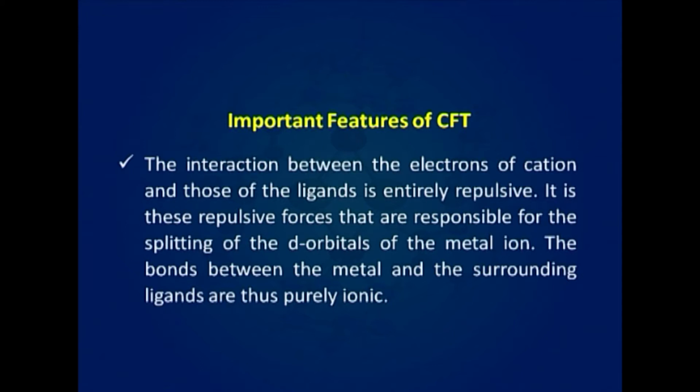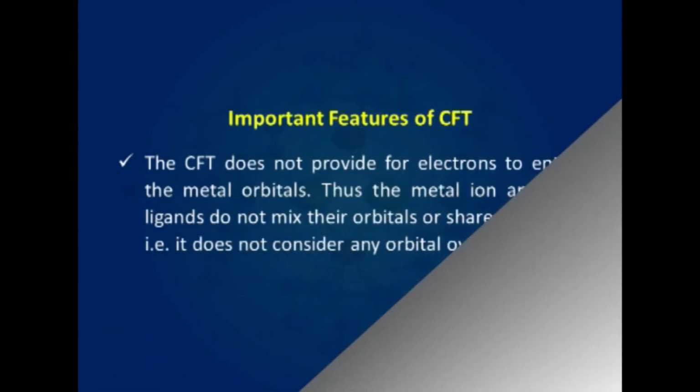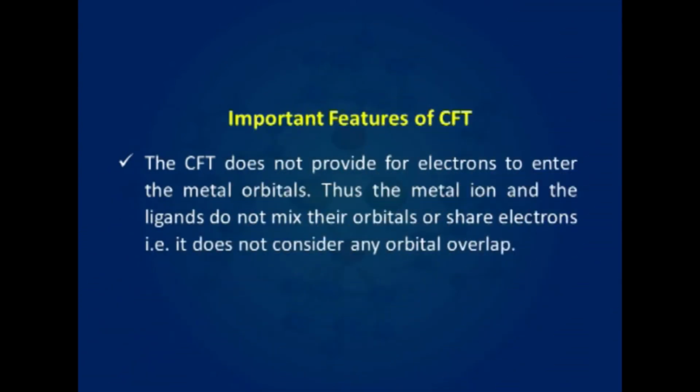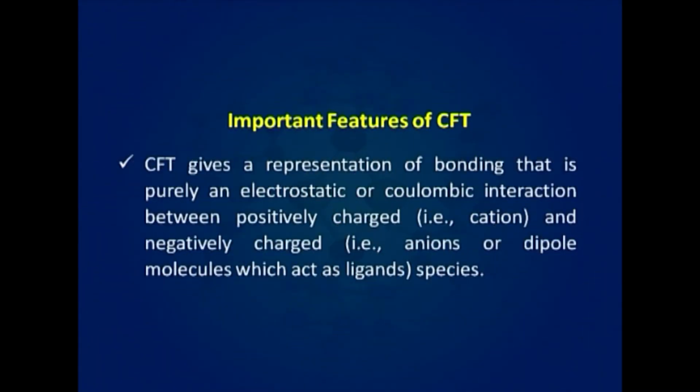The bonds between the metal and the surrounding ligands are thus purely ionic. The crystal field theory does not provide for electrons to enter the metal orbitals. Thus, the metal ion and the ligands do not mix their orbitals or share electrons. That is, it does not consider any orbital overlap. Crystal field theory gives a representation of bonding that is purely an electrostatic or Coulombic interaction between positively charged cations and negatively charged anions or dipole molecules which act as ligands.